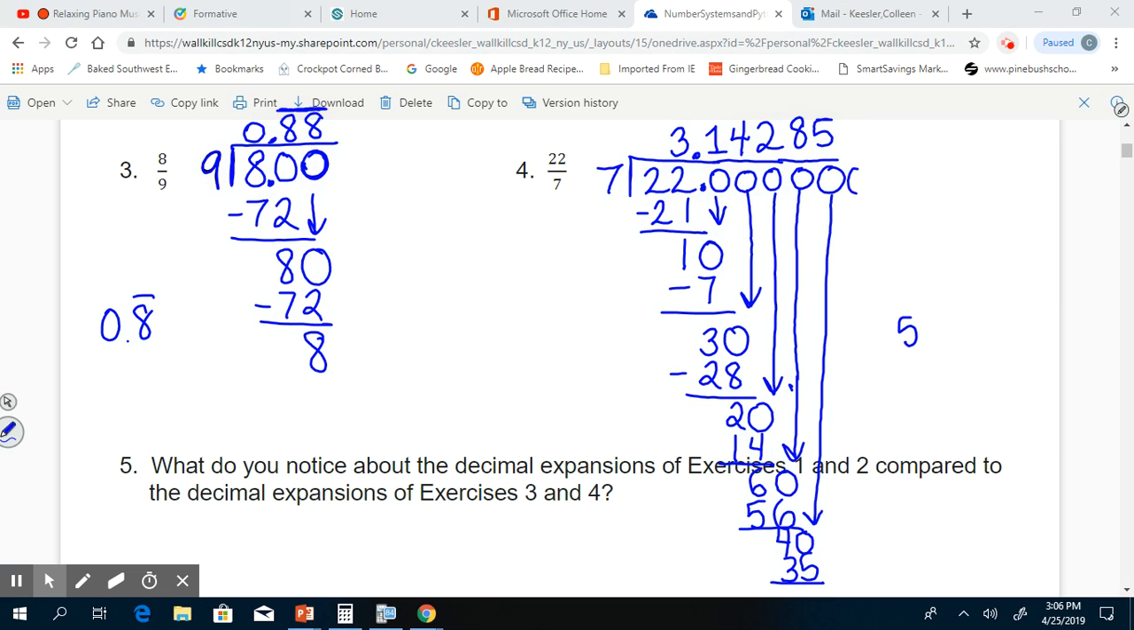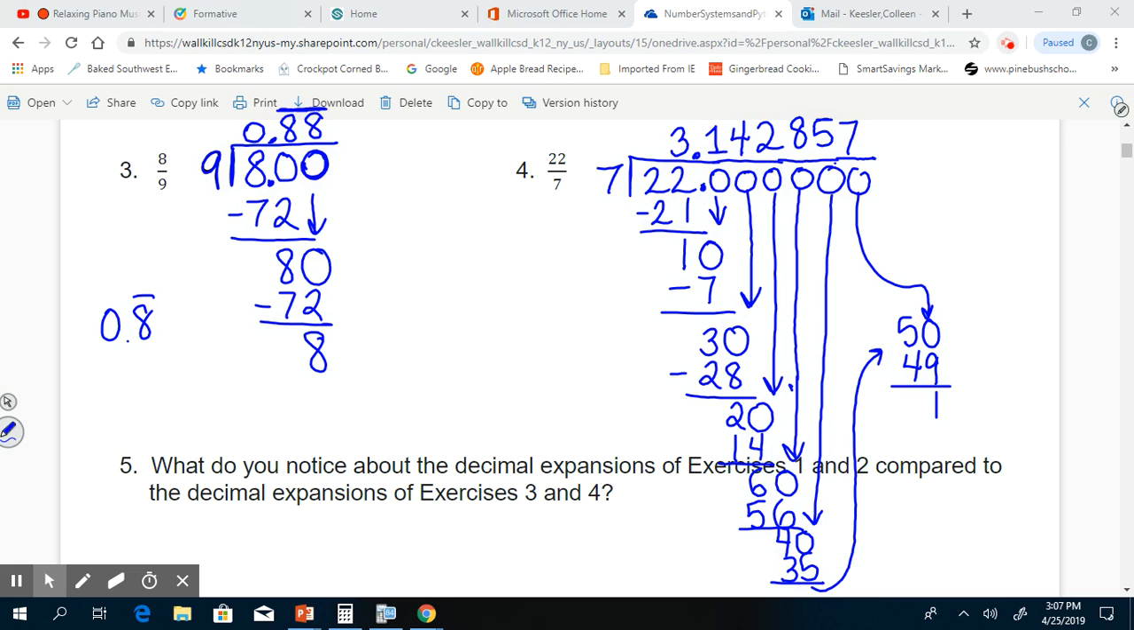So I need another 0. I'm just going to bring it over here. And 7 does not go exactly into 50, but 7 times 7 gives us 49, which leaves us with 1 left over.